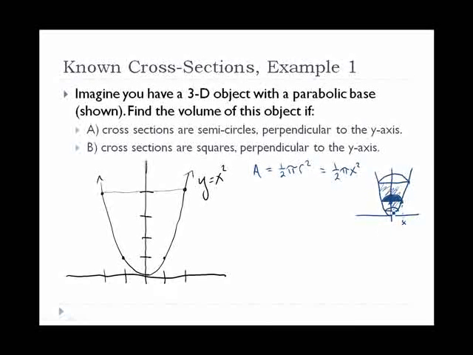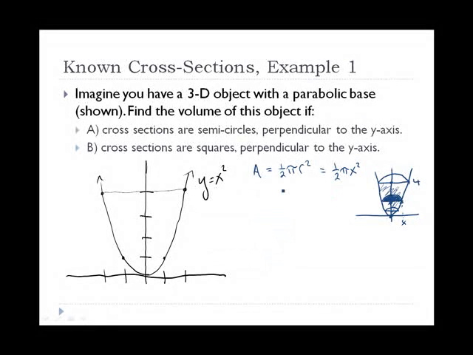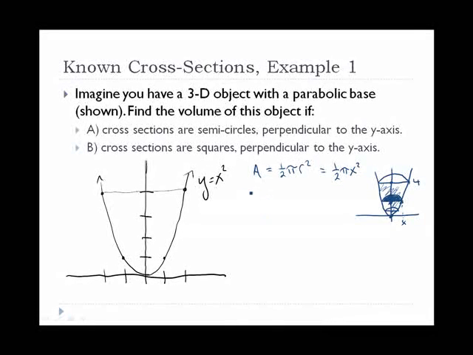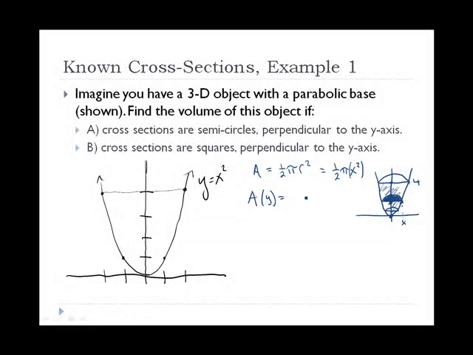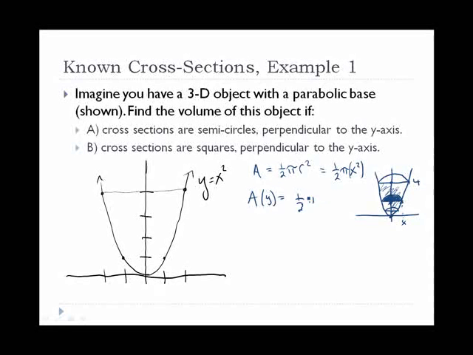But now if you think about it, you're summing these from here to here, and that's from 0 to 4, and that's in the y direction. So we know we want a dy integral. So I need that x in terms of y. I can rewrite that in terms of y because I know that x squared is the same thing as y, right? So I have area as a function of y now becomes 1/2 pi y. And now I can sum those.